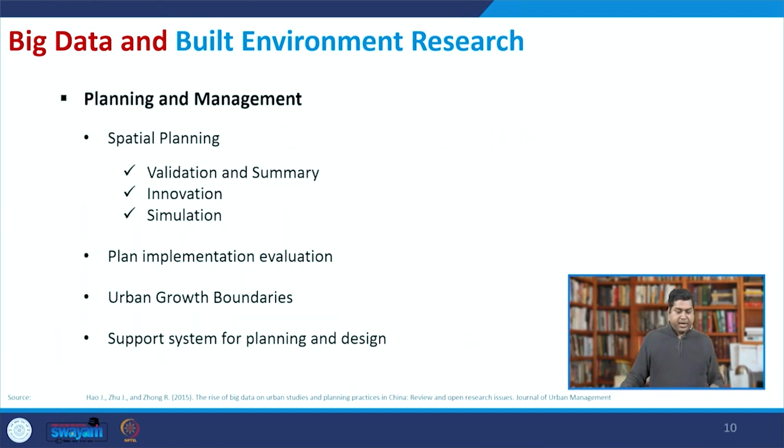Now coming to planning and management, for spatial planning in this case, there is the validation and summary that you can do, and you can also take care of the innovation part, where you can create futuristic scenarios of how the land use will change, and depending on that change, what the impact is on the overall network, and then optimality in route selection, so that you can figure it out, and also perform simulation. It will also help in plan implementation evaluation, urban growth boundary determination, and as a support system for planning and design.